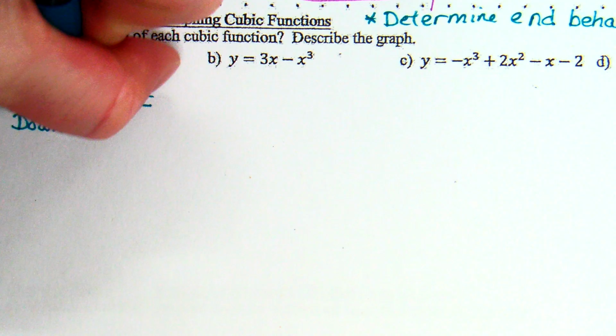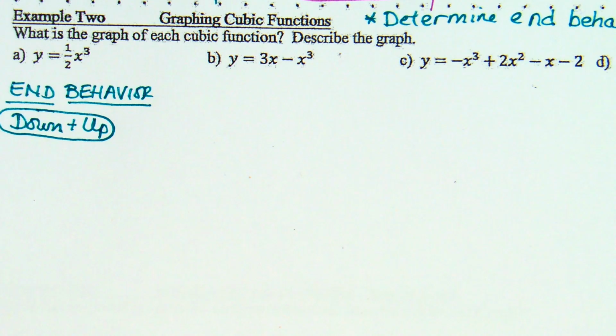Okay. Your choices on end behavior today will be down and up, up and down, up and up, or down and down. So basically any combination of the four words. I'm going to show you and talk about them, but when you're asked for end behavior, we're using those words.